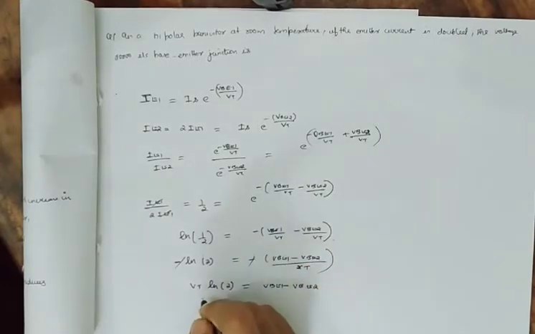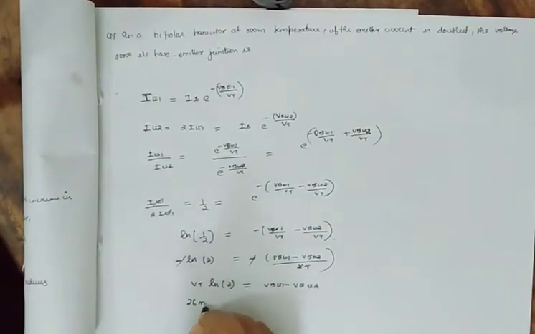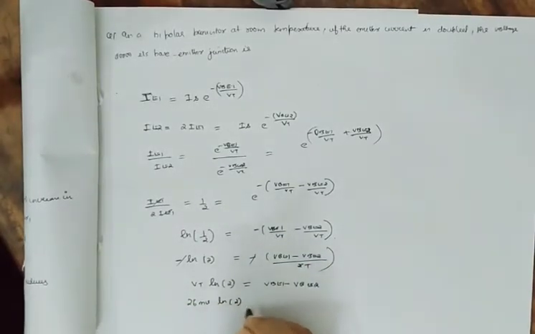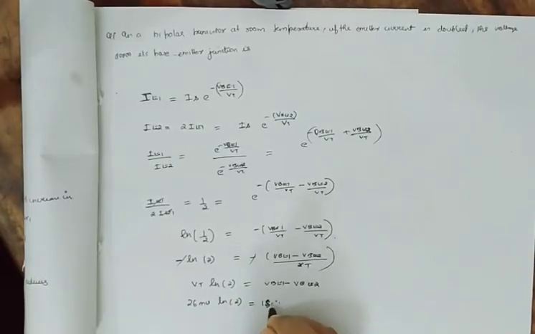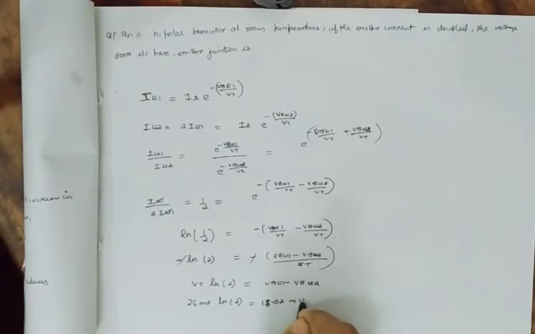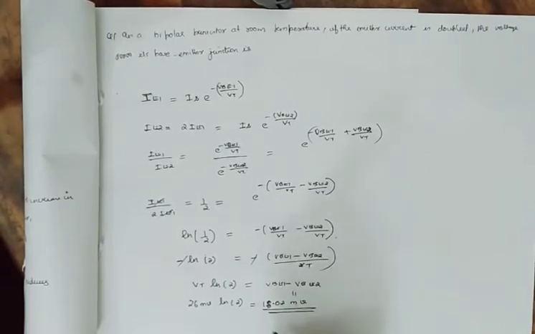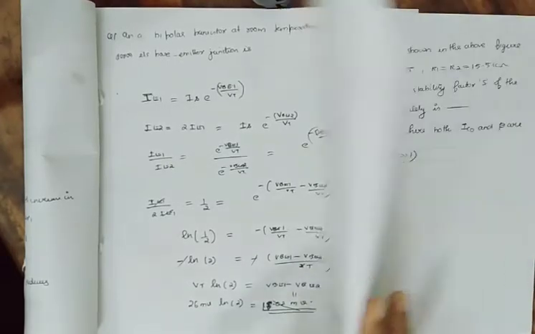Which is equal to VT, which is 26 millivolt, times ln 2. We will get 18.02 millivolt. So this is the difference between the two base emitter voltages. This is the answer, 18.02 millivolt. Now let's move on to the next question.